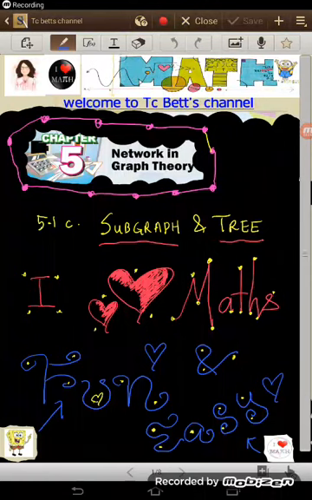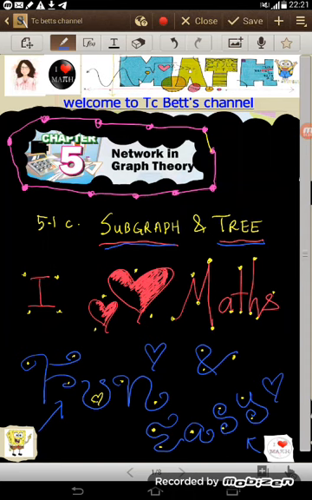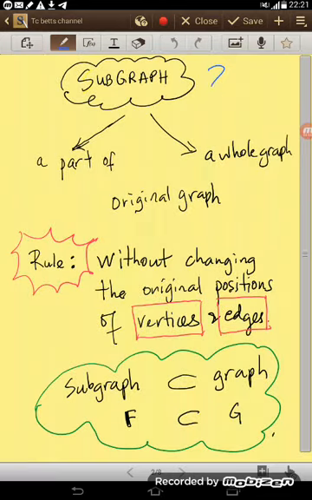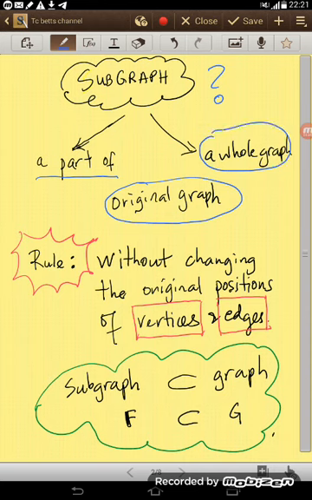Hello class, today we'll learn about subgraph and tree. So what is a subgraph? It's very simple. A subgraph is a part of the original graph, and it can also be a whole graph from the original.